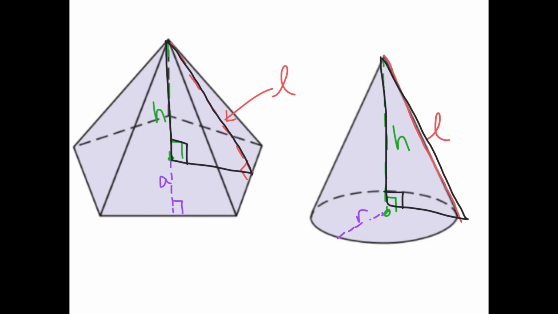We have the right triangle there. So the slant height in both of these would be the hypotenuse of the right triangle. The base of this triangle would be the radius. The base of this triangle over here is going to be that apothem. So that might be extremely helpful if we're finding missing side lengths.